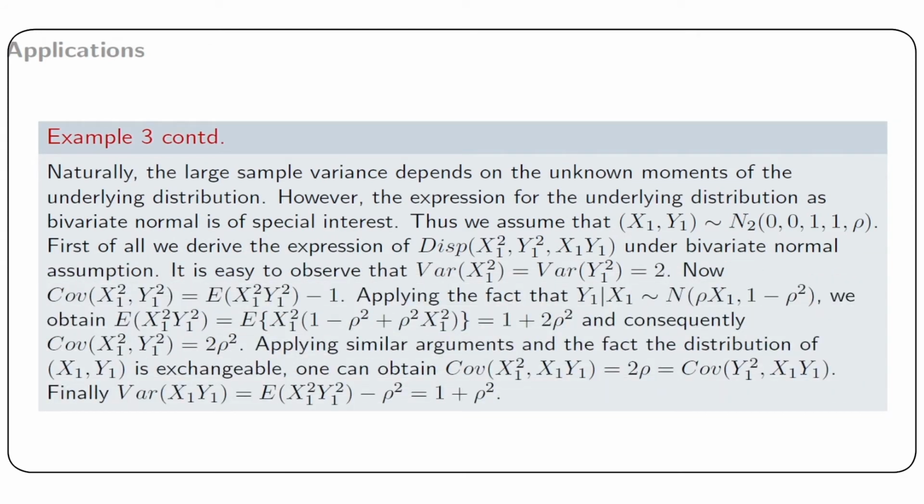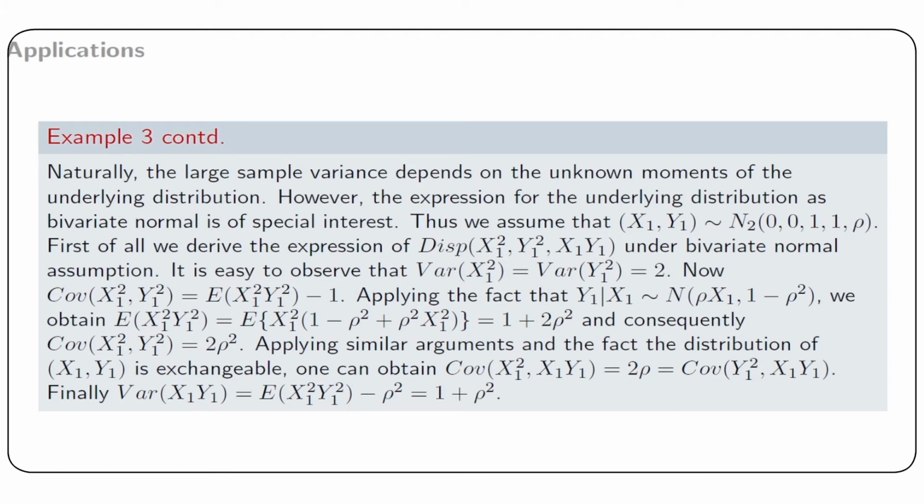However, the case of the underlying distribution being bivariate normal is of special interest. Thus, we assume that the joint distribution is bivariate normal with correlation coefficient rho. Then, we need to derive the expression of the dispersion matrix for the vector with elements x1 square, y1 square, x1 y1 under the bivariate normal assumption. It is easy to observe that variance of x1 square and variance of y1 square are exactly equal to 2. This follows from the fact that x1 has a standard normal distribution marginally. So, x1 square has a chi-square distribution with 1 degree of freedom, and hence the variance of a chi-square distribution is 2.